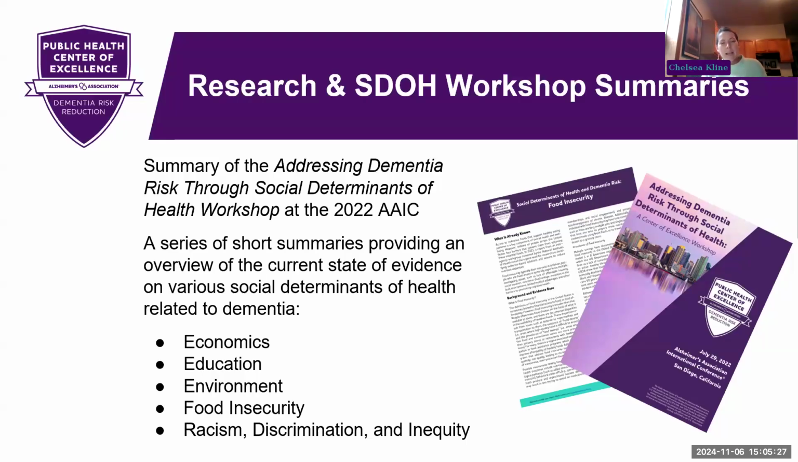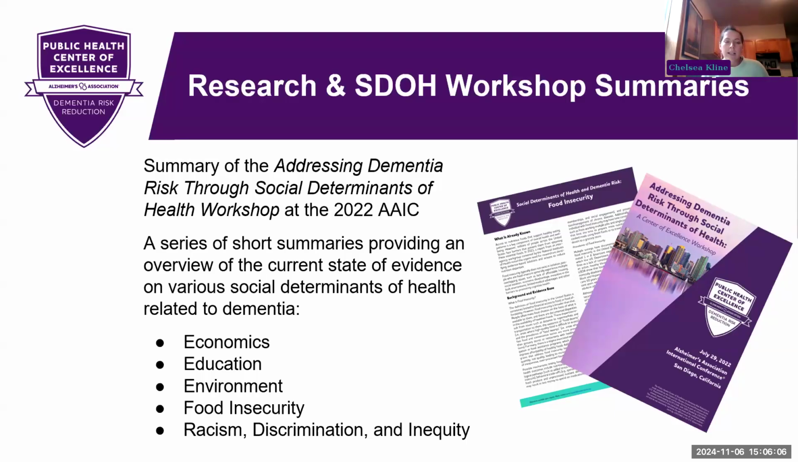Alongside that, and based on the overviews of research that our expert researchers conducted on the dementia-related SDOH, we also developed a series of short summaries that provided an overview on the current state of evidence on various social determinants of health related to dementia. You can see them listed there. So we have short 1 to 2 pager summaries on economics, education, environment, food insecurity, and racism, discrimination, and inequities. These really do a deeper dive into what that science looks like and what the evidence base is.